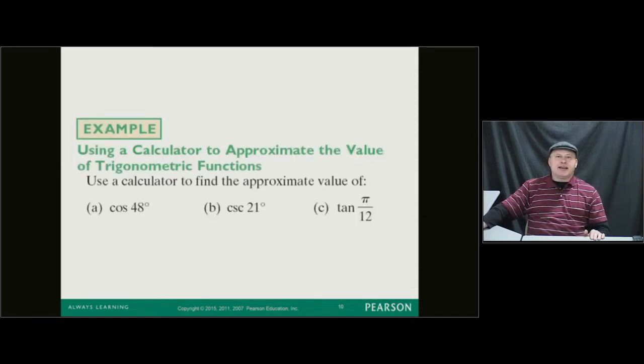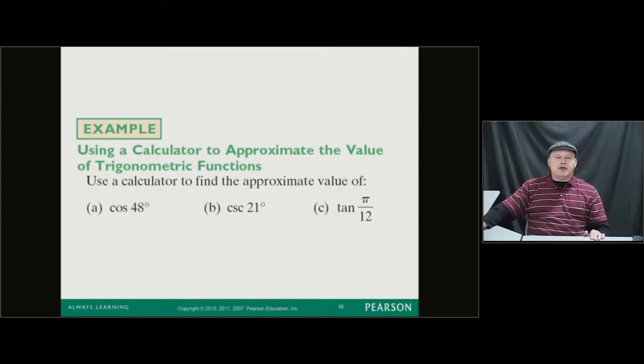So we're going to use a calculator to approximate the value of the trig functions. It's going to be cosine of 45 degrees, cosecant of 21 degrees, and the tangent of pi over 12. Now, the first thing I need to draw your attention to is the angles of each one of these trig functions. The first two are degrees, and the last one's going to be in radians because it's pi over 12. Okay, no degree symbol.